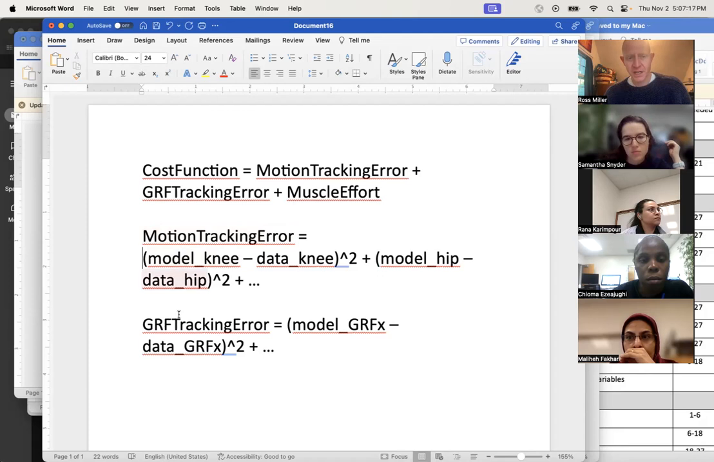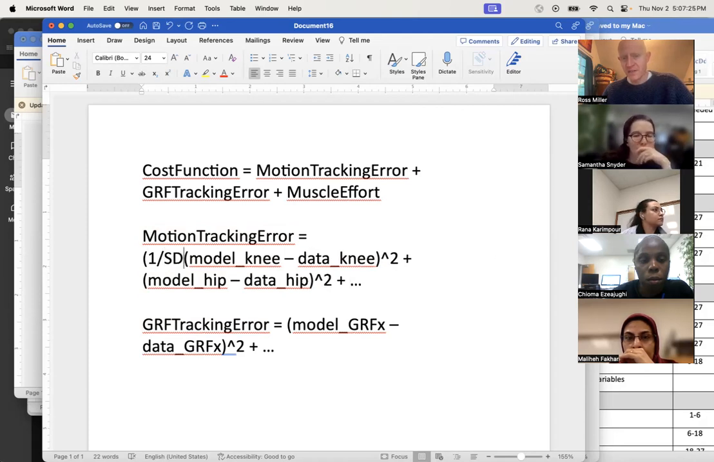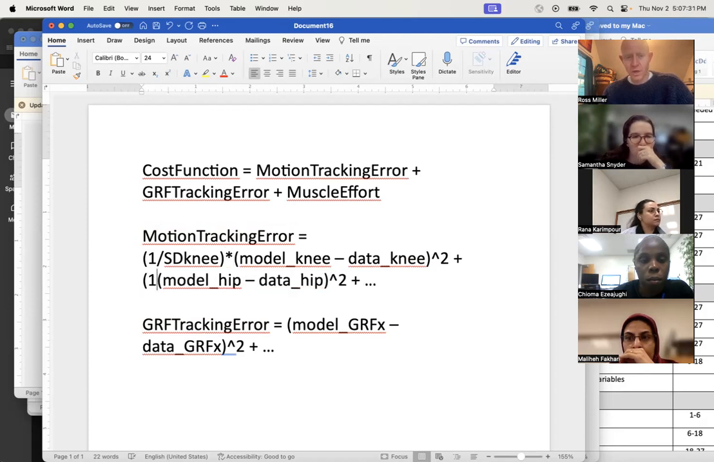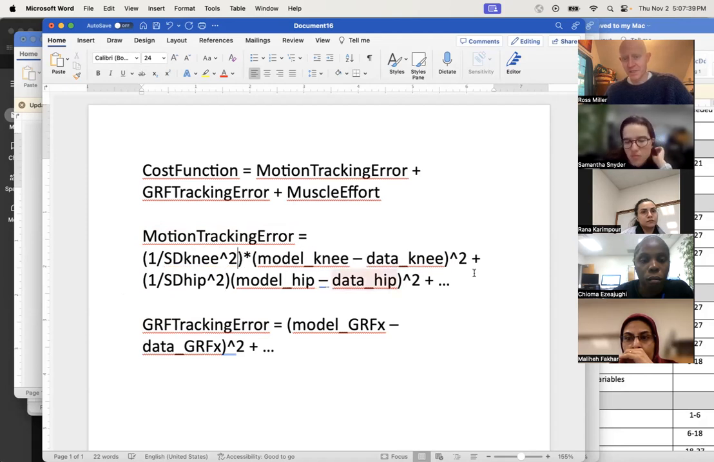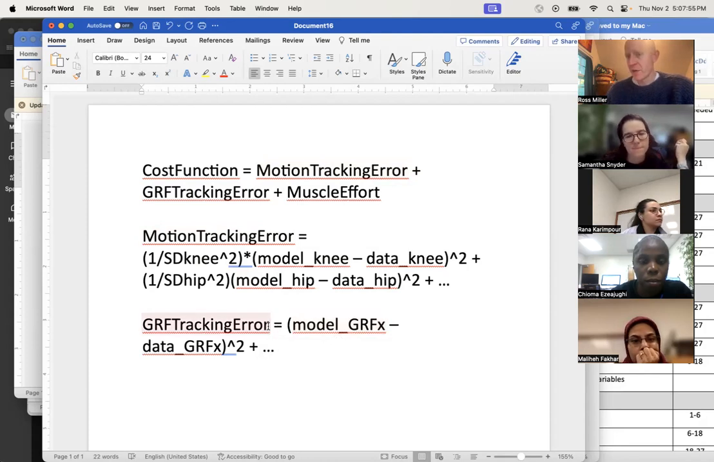So for my weight on the knee, I might make that 1 divided by the standard deviation in the data for the knee. And then for the hip, I might make that 1 divided by the standard deviation for the hip. And then actually, I'd probably square that, because it's squared over here too. That's nice because it gives you a good objective way of coming up with the weights, at least on these two terms. And it's also an easy argument to make on why you picked it.